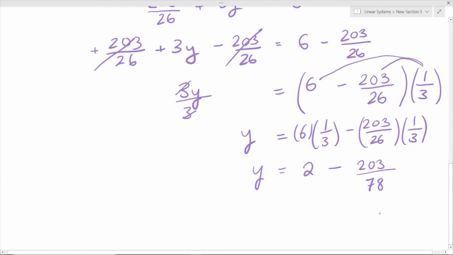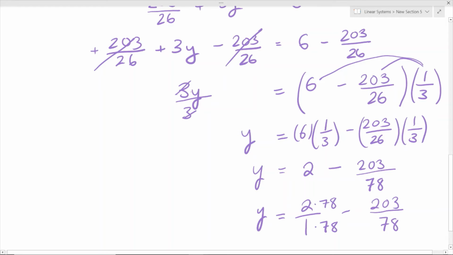Now we have to simplify this and find y. We can recognize that this 2 here is over 1. Since it's 2 over 1, we can find a common denominator for that. To do that, we multiply the top and bottom, the numerator and denominator, by 78. So multiply by 78 and multiply by 78 right here, so we get the same denominator as the second fraction.